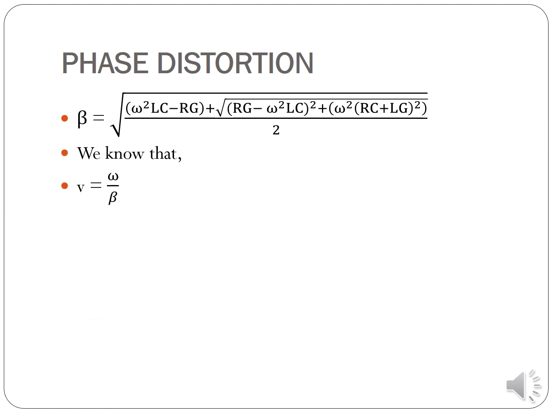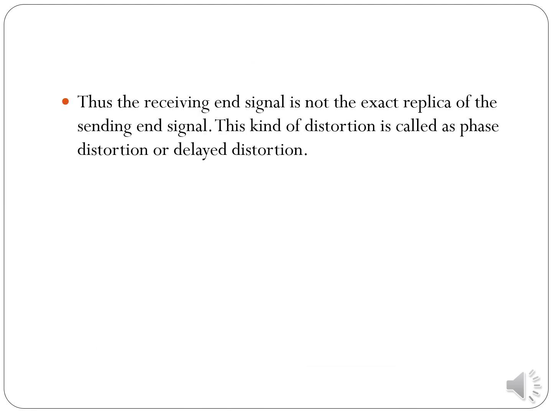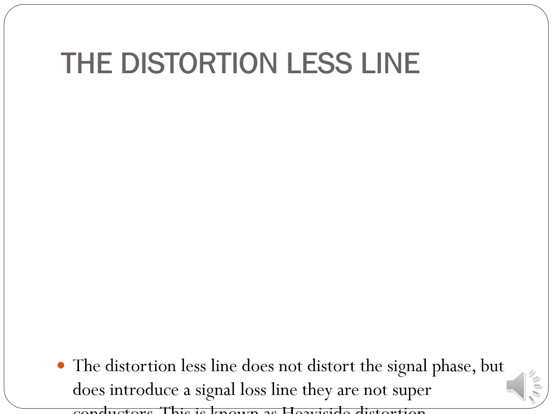We know that velocity is equal to omega by beta. Phase distortion depends on frequency. Thus, the velocity of propagation varies with frequency. So, some of the signals received will arrive very fast, while some waves will be delayed. Hence, the receiving end signal is not the exact replica of the input. Such distortion is called phase distortion.